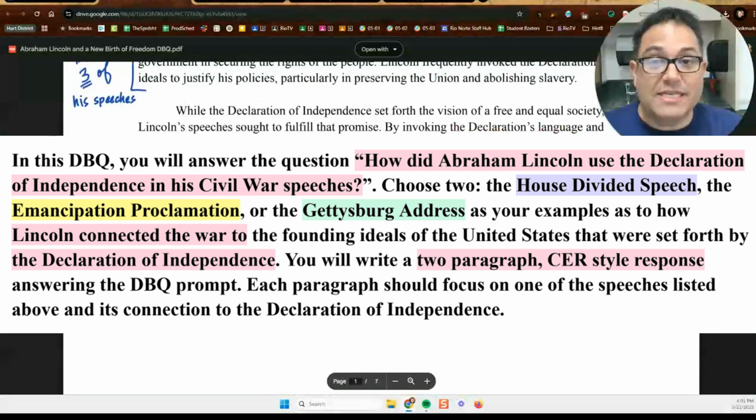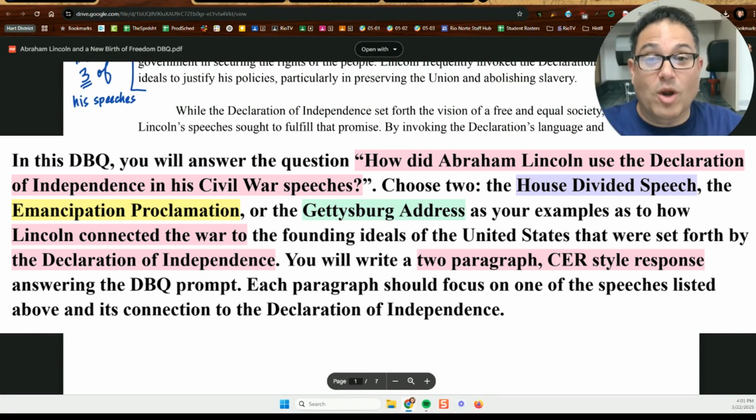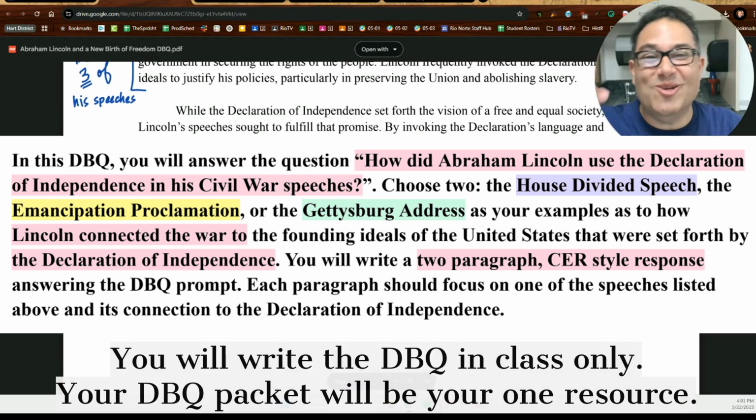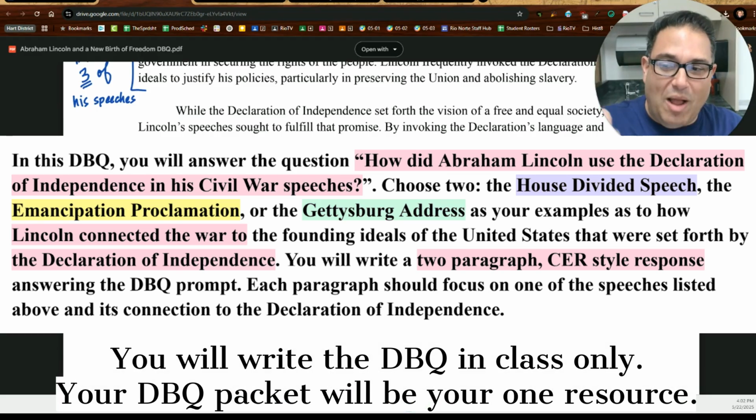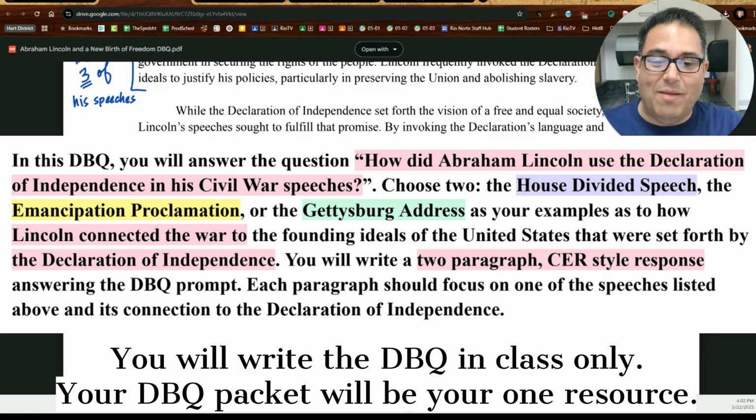Okay, so here's the assignment. And by the way, just so you know, you're not going to actually start writing the 2 paragraphs today. Instead, you're going to be doing the research and the background work today so that in our next class, you can start writing. So here was the actual prompt itself. In this DBQ, you will answer the question, how did Abraham Lincoln use the Declaration of Independence in his Civil War speeches? You will choose 2 of these.